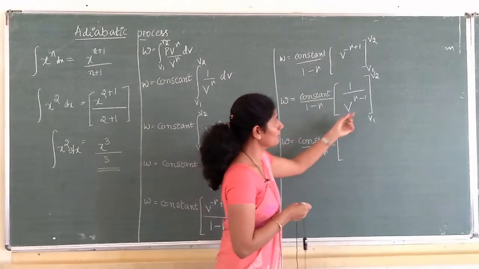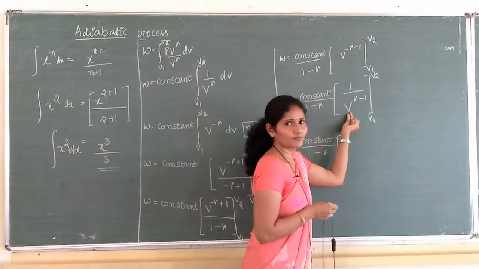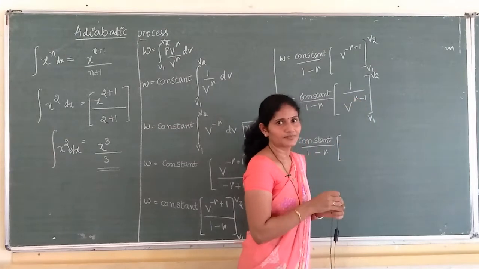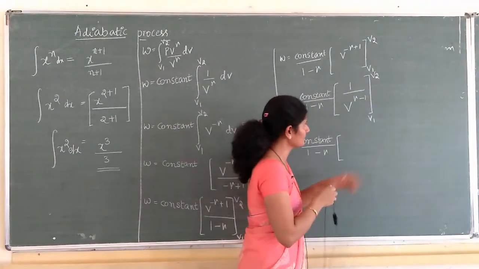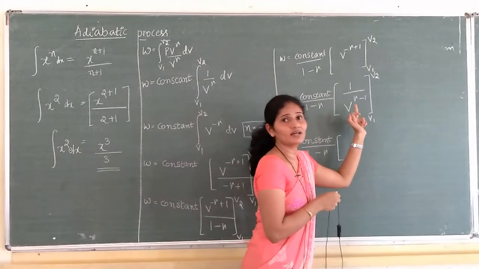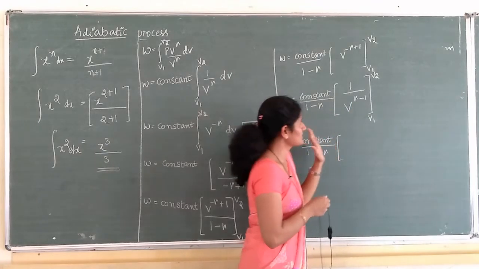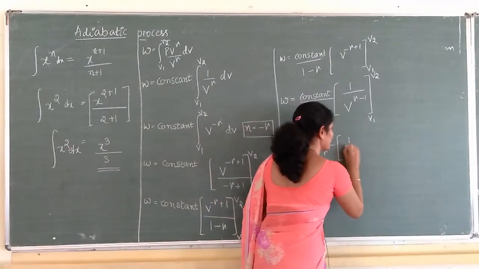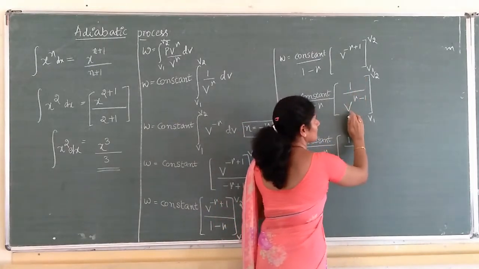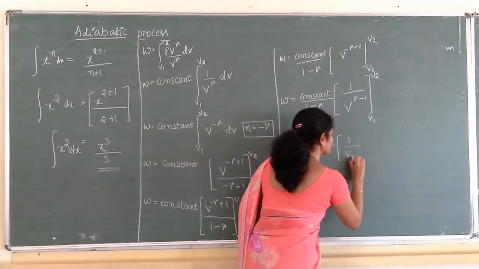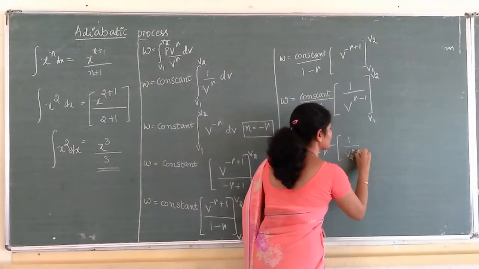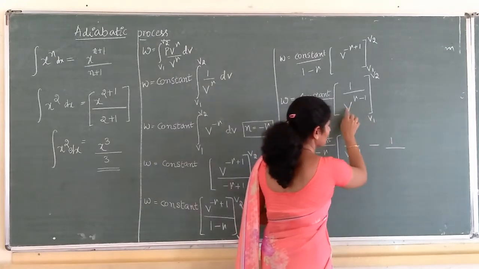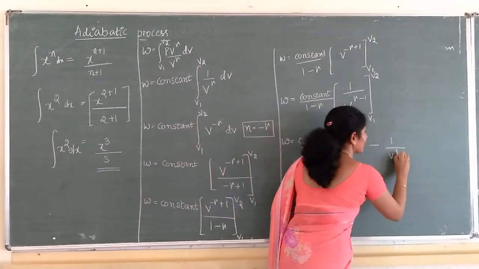So where v is, first put the upper limit, that is 1 by v2 to the power gamma minus 1, then minus 1 by lower limit v1 to the power gamma minus 1. So this is how we substitute in integration. So 1 by upper limit v2 to the power gamma minus 1 minus 1 by lower limit v1 to the power gamma minus 1.